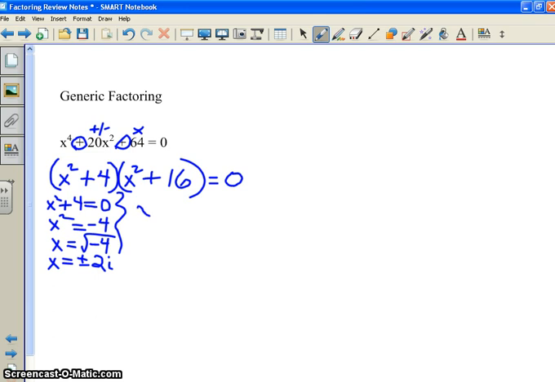And then on the other side, x squared plus 16 might equal 0. Subtract the 16, and then square root. We get plus or minus the square root of negative 16, which is actually plus or minus 4 imaginary.